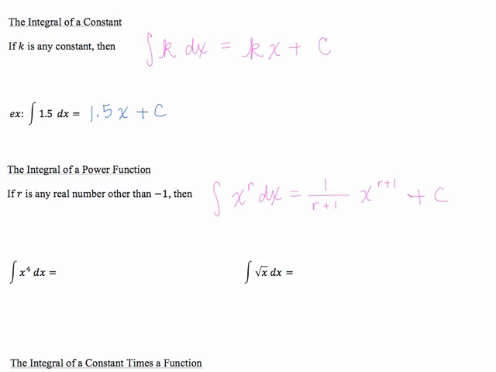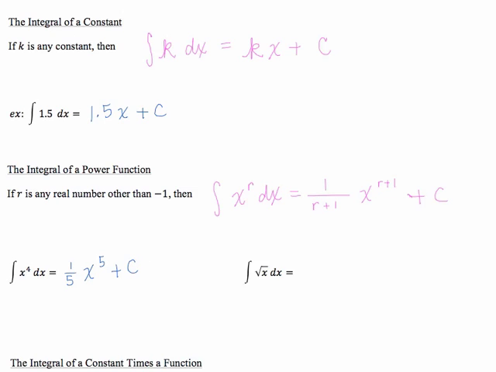Okay, let's look at two examples here. So first, the integral of x to the 4th. So r corresponds to that 4. According to this rule, we're going to add 1 to get 5, and we're going to put 1/5 out front, and then we'll have x to the power of r plus 1, or 5, plus c.